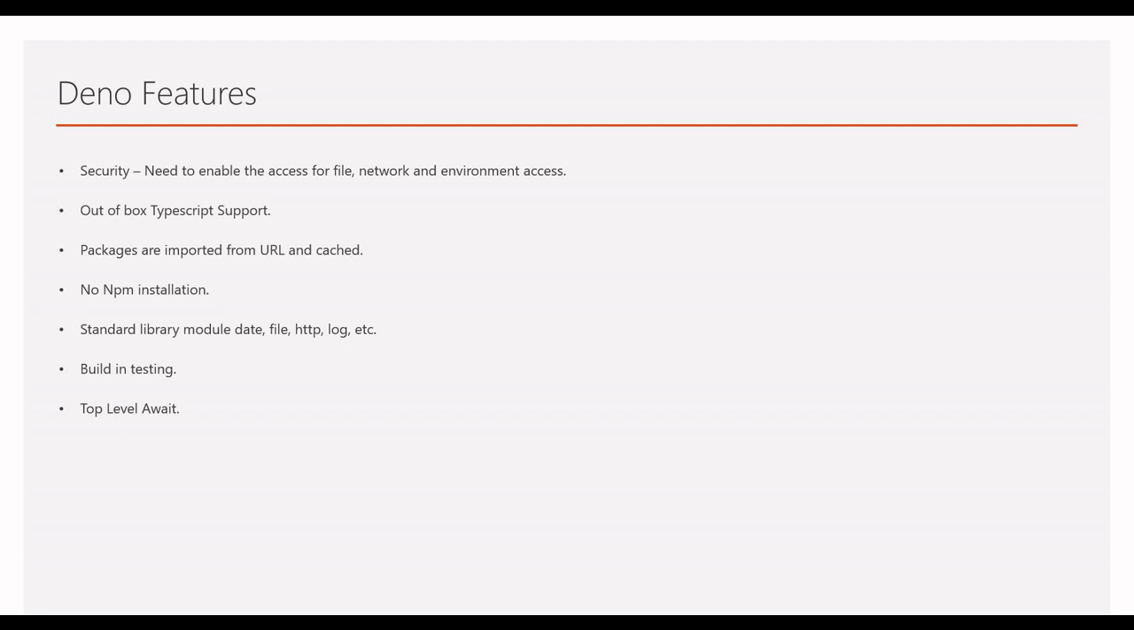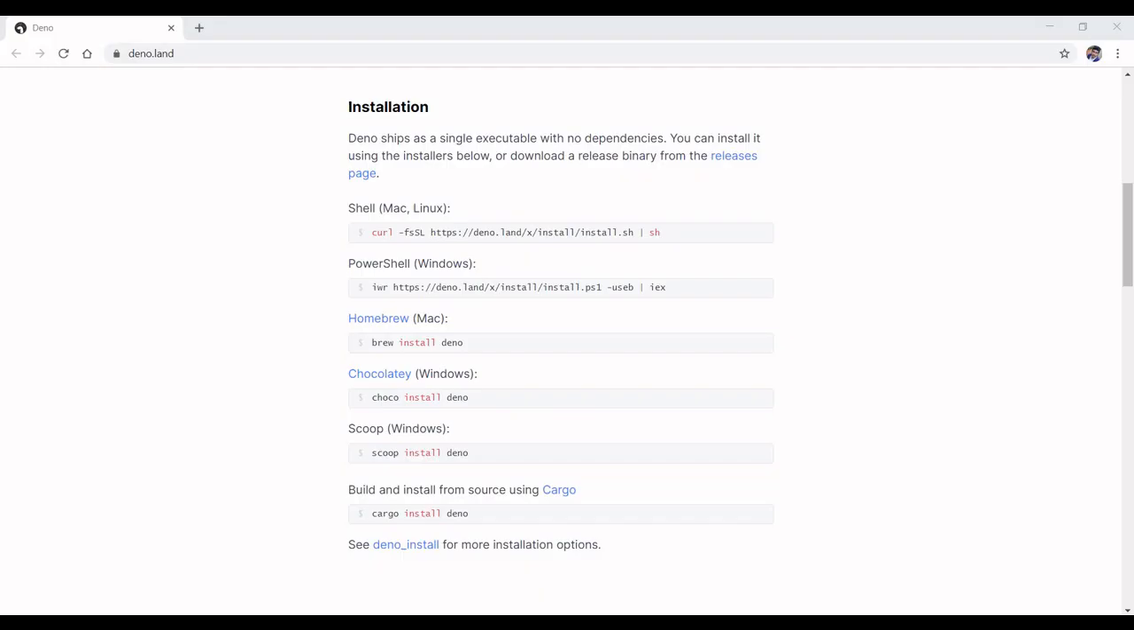Let's see how to install Deno. The installation steps are provided clearly on the official site, and most of the commands are single-line commands. It will be installed automatically with zero configuration. For example, on Windows we need to install through PowerShell using a single-line command. It will install Deno on your machine.